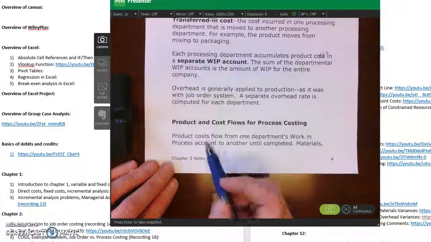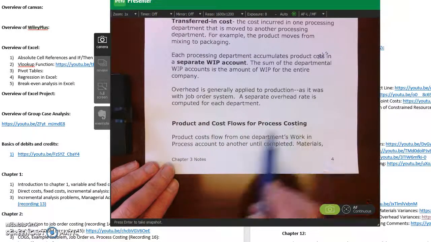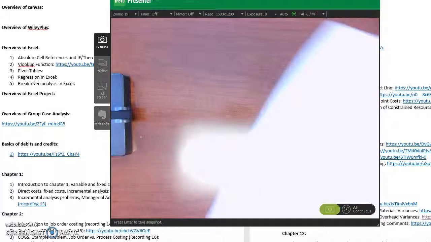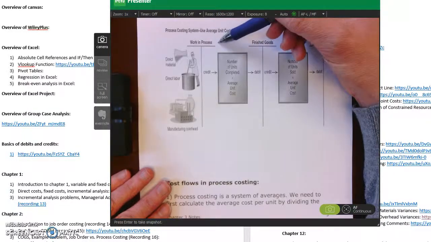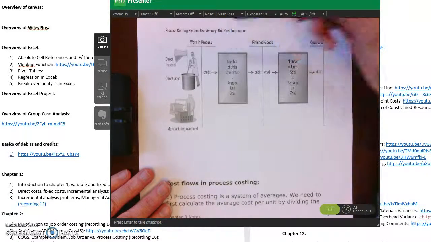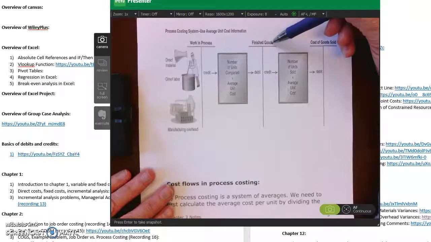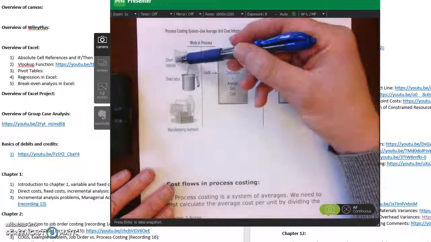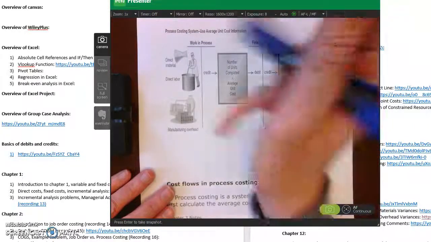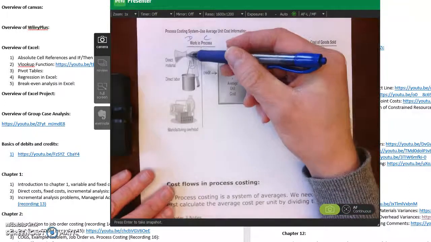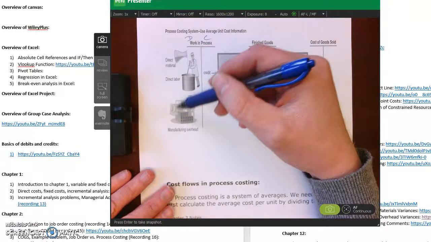Okay? So we talk about product and cost flows for processing systems. Look over here, here's our T account. Now remember, work in process is an inventory account. This is an asset account, a current asset account. Finished goods is also an asset account. So over here, work in process is increasing because it's on the debit side. We have our debits and we have our credits, right? That's why it's on the debit side, because it's increasing the total WIP account.